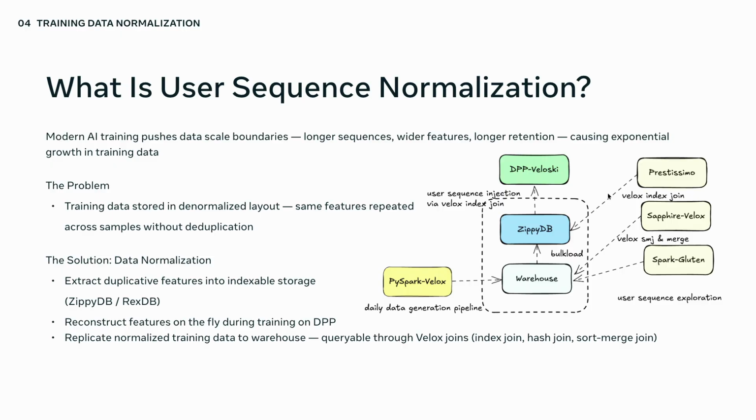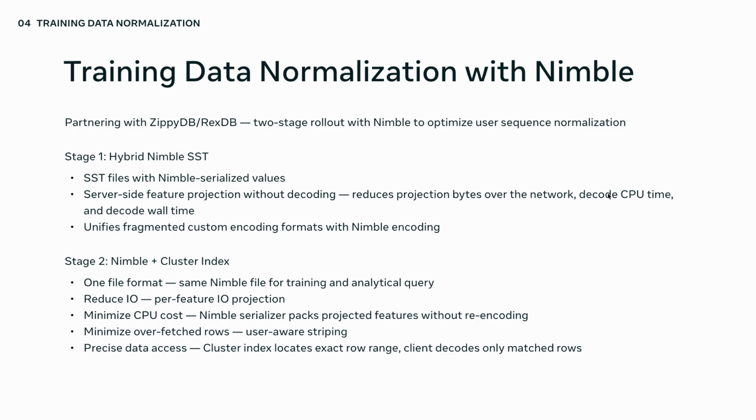And for the warehouse interoperability, we also replicate the normalized training data in the warehouse and make it queryable through the Velox join algorithms, like index join, hash join, and sort merge join. It depends on what kind of workloads.